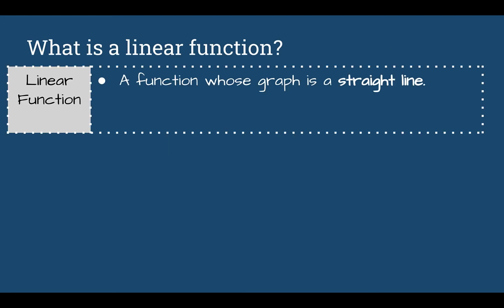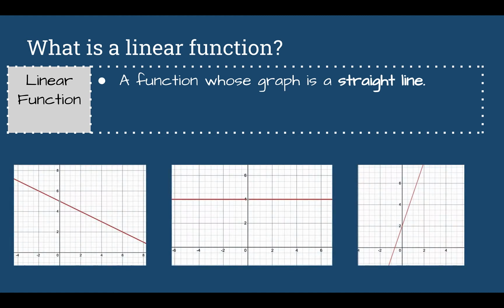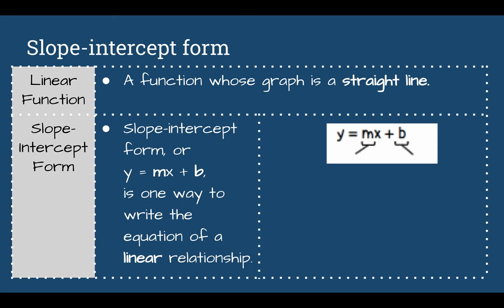First, what is a linear function? A linear function is a function whose graph is a straight line. It can look one of these three ways and almost every slant of the line in between. It could be slanted downward, it could be flat, it could be slanted upward. But in all three of these instances, these are linear functions because the graph is a straight line.